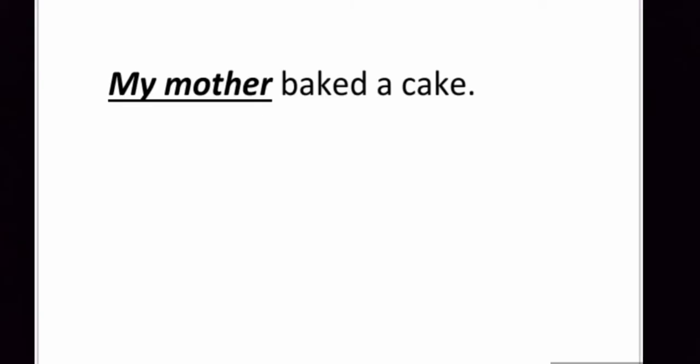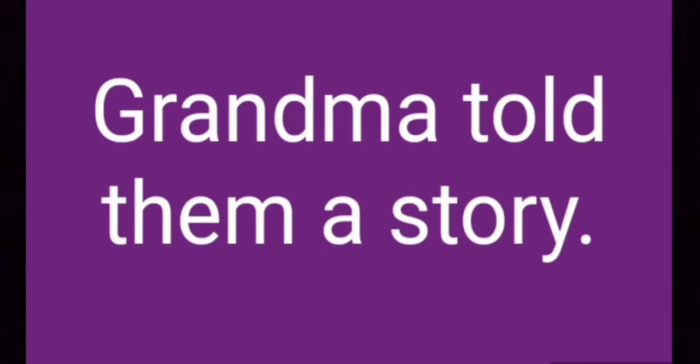Now the next one. My mother baked a cake. Underline my mother. Next sentence. Grandma told them a story. Who told them a story? Grandma. So grandma was saying the story. So she is doing the action. Underline grandma. Next one. Farhan went to the store. So here Farhan went. Underline Farhan.